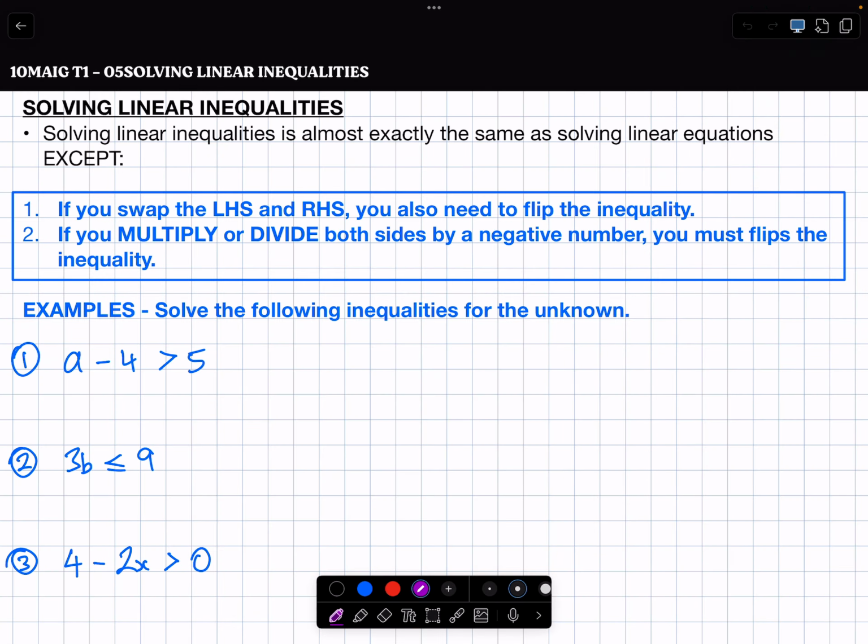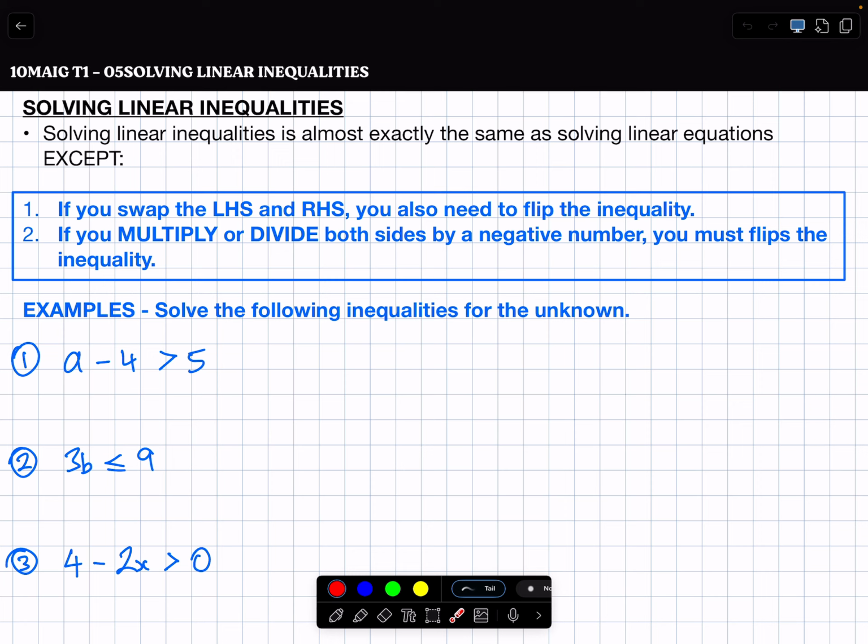Why did we go over linear inequalities? Because you're going to be solving them now, just like equations that you did last week. There's only two different rules. Number one, if you swap the left-hand side and the right-hand side, you need to flip the inequality. Was that what you were asked to do just before in part 2? You were flipping the direction.